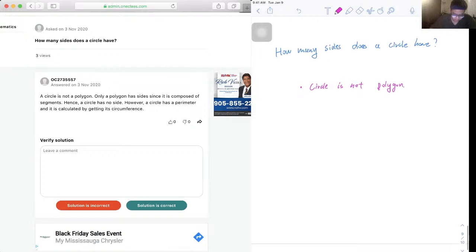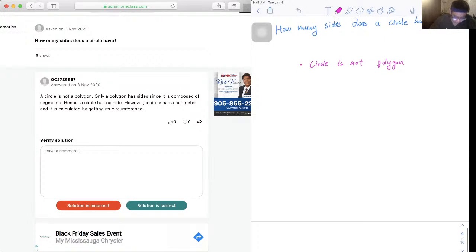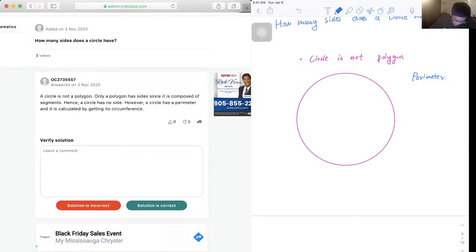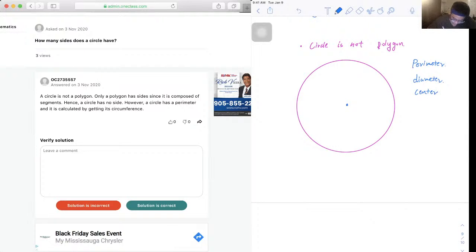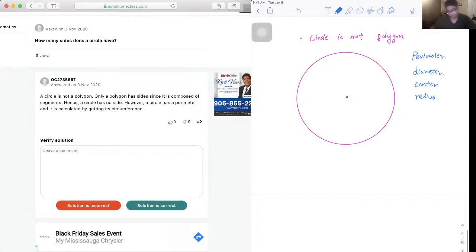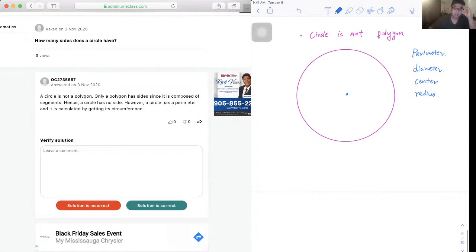But however, a circle does have some properties. So let's draw a circle first. The first thing it has is what we call the perimeter, and it is calculated by getting its circumference. So perimeter, and also it has a diameter, and it also has a center and a radius. Yeah, so those are some basic and important components of a circle. But a circle does not have any side.